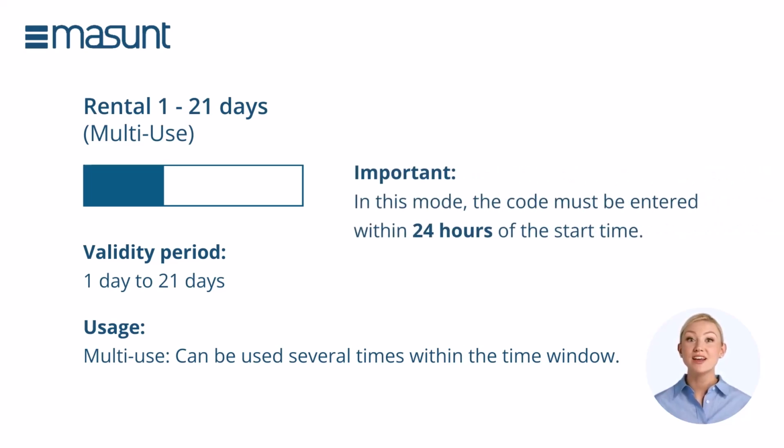Important: the generated code must be entered into the lock at least once within 24 hours of the start time in order to remain valid. Please also note that only the last rental code entered is active. This means that previously entered codes lose their validity, even if they still have a remaining term.